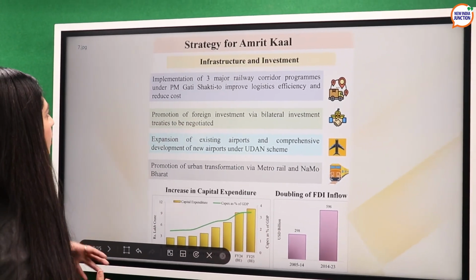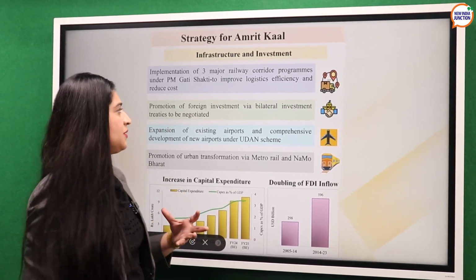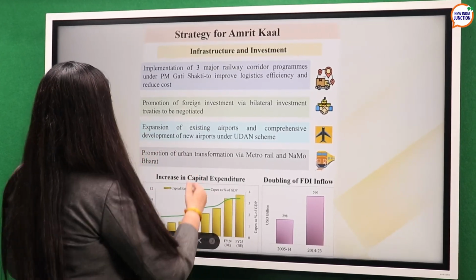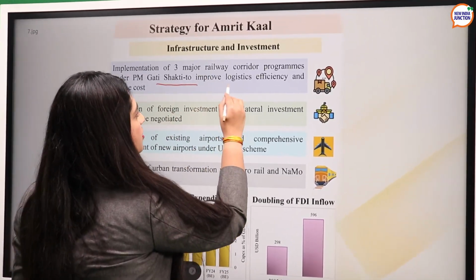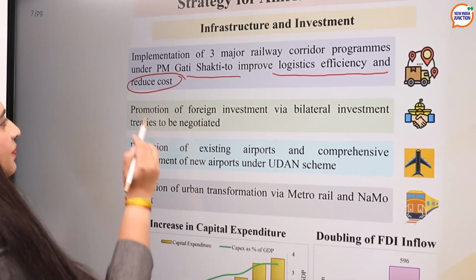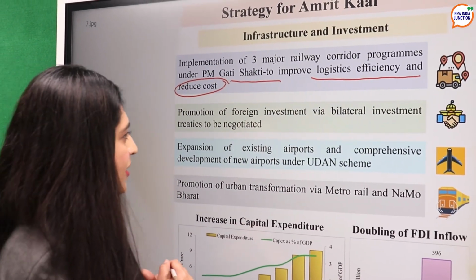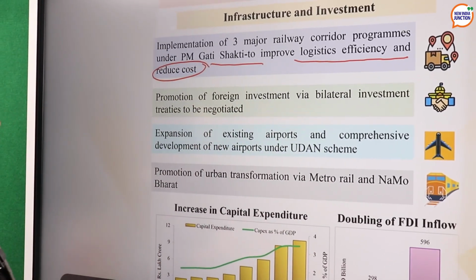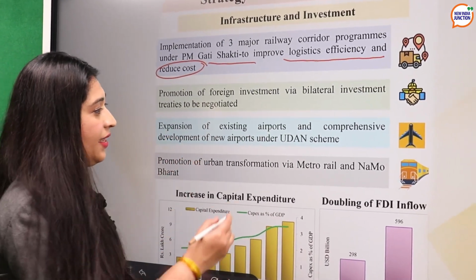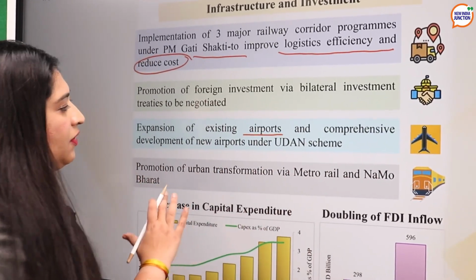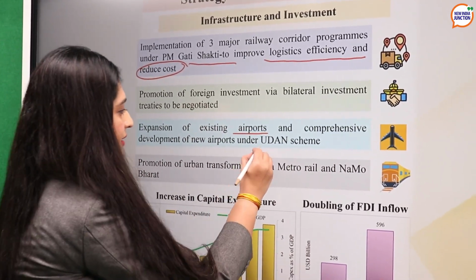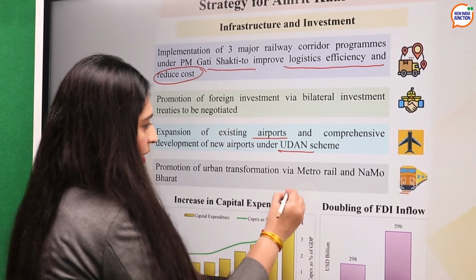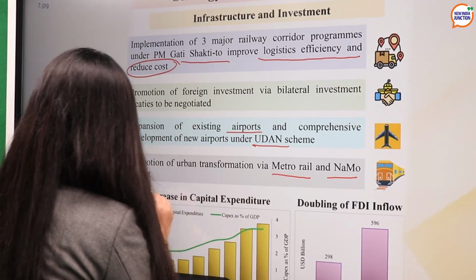Now, when we talk about infrastructure and investment: implementation of 3 major railway corridor programs under PM Gati Shakti to improve logistics efficiency and reduce the cost. Also, promotion of foreign investment via bilateral investment treaties to be negotiated. Expansion of existing airports and comprehensive development of new airports under the Udan scheme, and also promotion of urban transformation via metro rail and Namo Bharat.